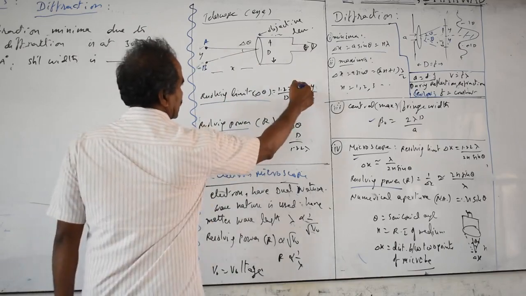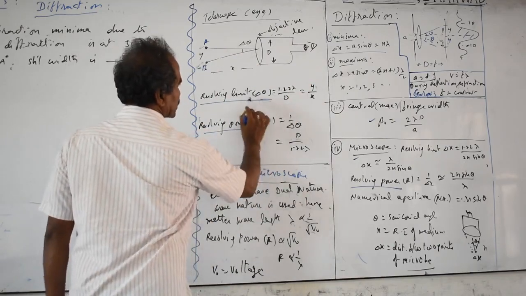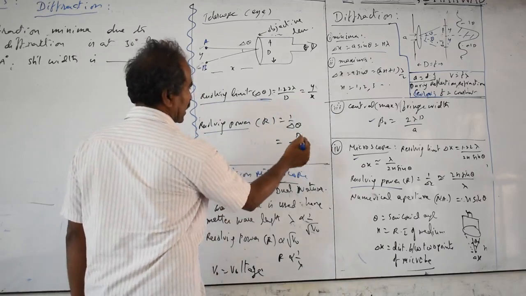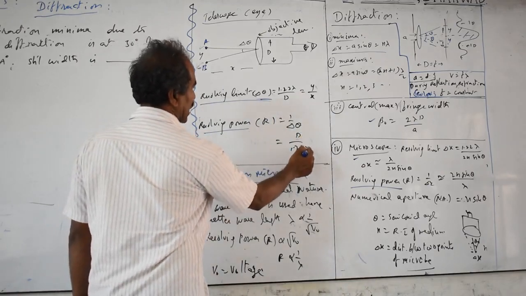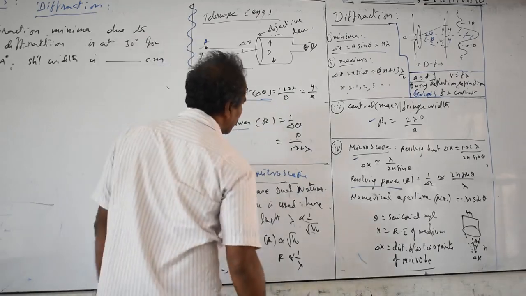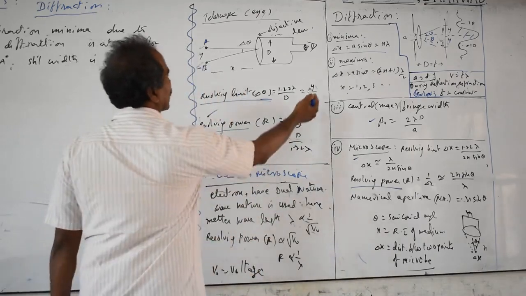y and x are distances, so distance units will not be there, but you have to take the units in terms of delta theta, and that is radians, the SI unit. Resolving power is 1 by delta theta, per radian, equal to d by 1.22 lambda, inversely related to lambda. Generally they will ask how resolving power can be increased, or they may ask you to calculate d, y or x, etc.